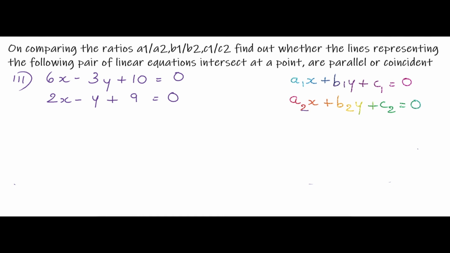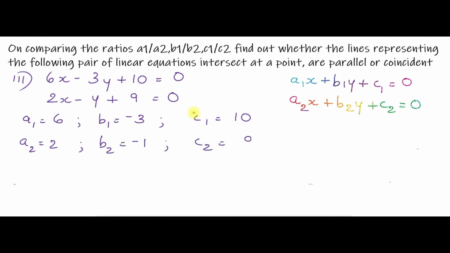Your third question, 6x minus 3y plus 10 equal to 0 and 2x minus y plus 9 equal to 0. Here also you have to identify A1, B1, C1, A2, B2, C2. A1 equal to 6, coefficient of x in the first equation. B1 equal to minus 3 and C1 equal to 10. A2 is equal to 2, B2 is equal to minus 1 and C2 is equal to 9.